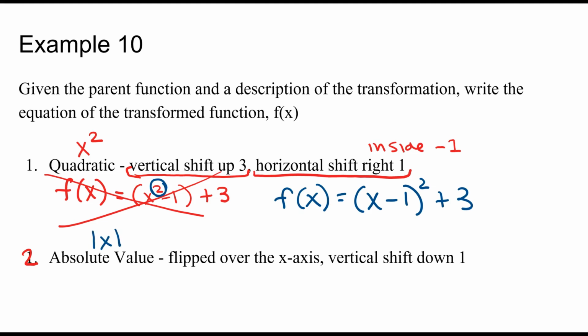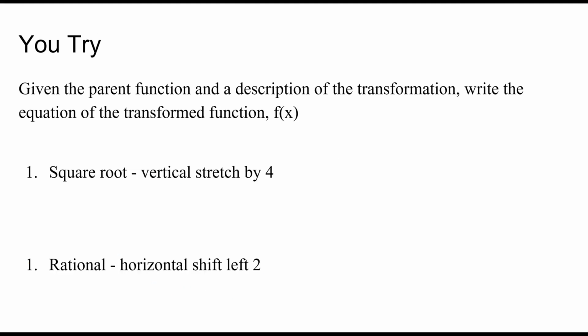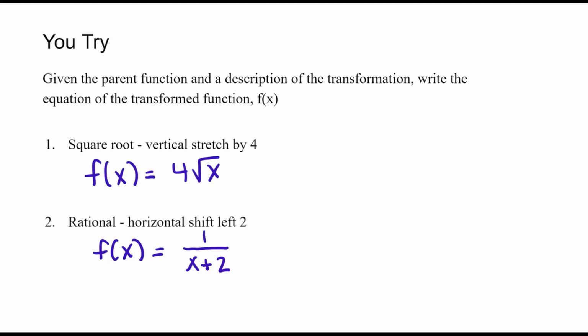We've got the absolute value function. We're going to flip it over the x-axis. That's a negative on the outside. And we're going to vertically shift it down. That's a minus 1 on the outside. So that's going to be f of x equals, we need a negative on the outside, absolute value of x, and a minus 1 on the outside. You try these two on your own and see how you did.